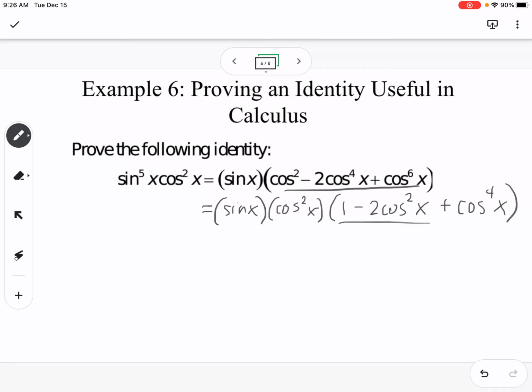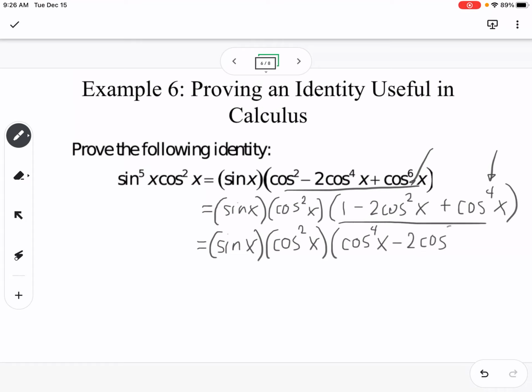Now, hopefully you recognize that that is quadratic. It's not quadratic, it's in quadratic form because we have to the 4th power, we have squared, and then we have no x value. So I'm going to rearrange this a little bit. I'm going to write sine of x cosine squared, and then rewrite this in how we're used to seeing it: cosine to the 4th minus 2 cosine squared plus 1. So think about it as x to the 4th minus 2x squared plus 1.